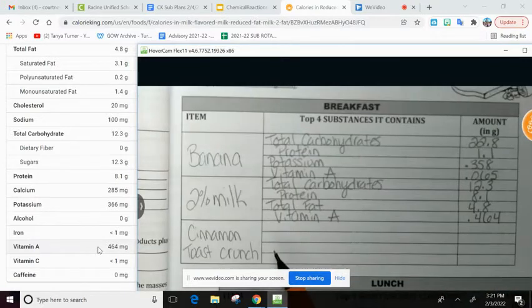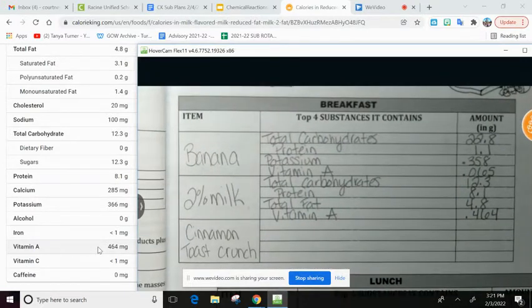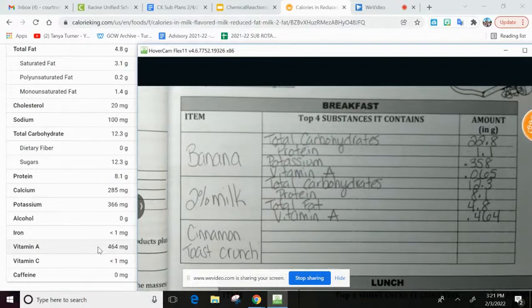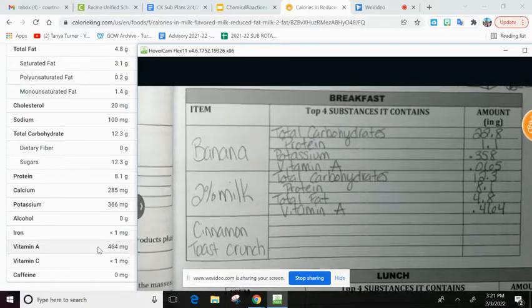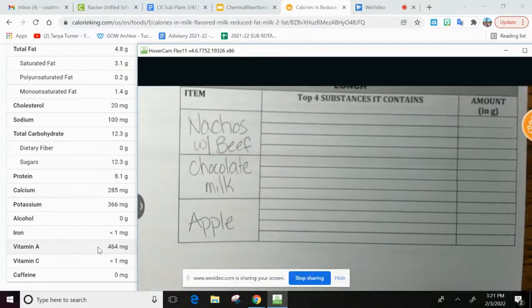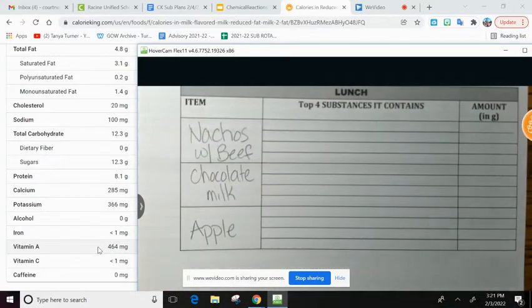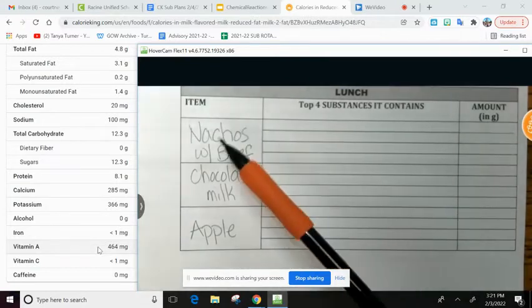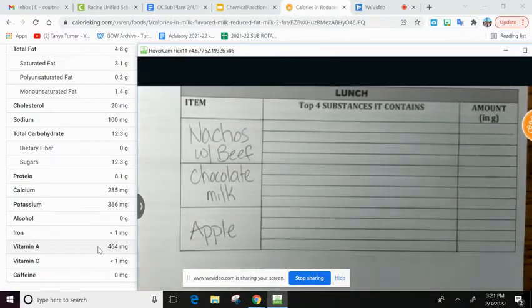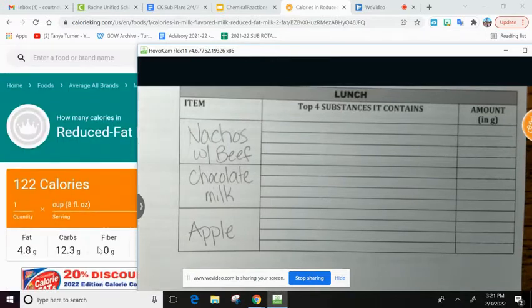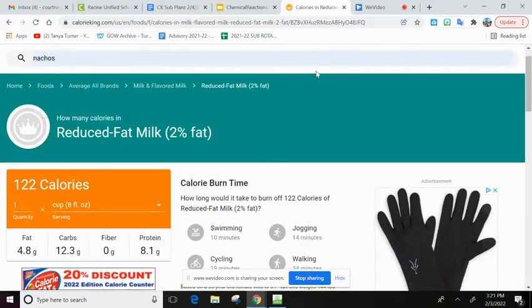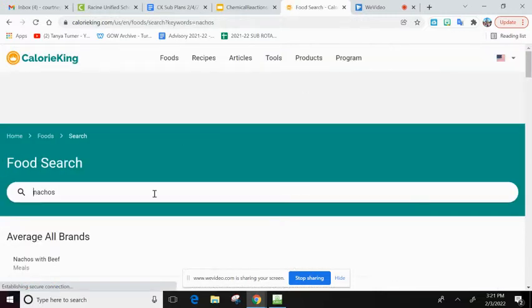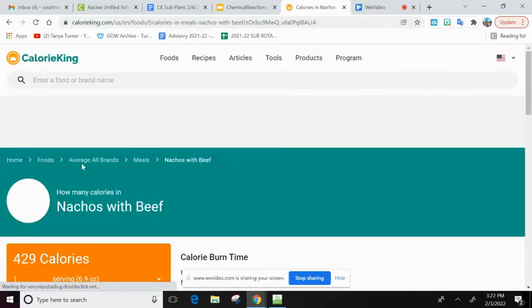So again, if you would like to continue with Cinnamon Toast Crunch, you can, or you can pick whatever cereal or whatever else you would have for breakfast. I am going to skip down to lunch just so that we can get our examples going. So for lunch, I chose nachos with beef, chocolate milk, and an apple. Again, after the nachos with beef, if you would like to change to something that you would eat, you may. So I type in nachos, and I already saw that nachos with beef is an option, so I'm just going to click that. Just try and get something that's similar to what you would have.